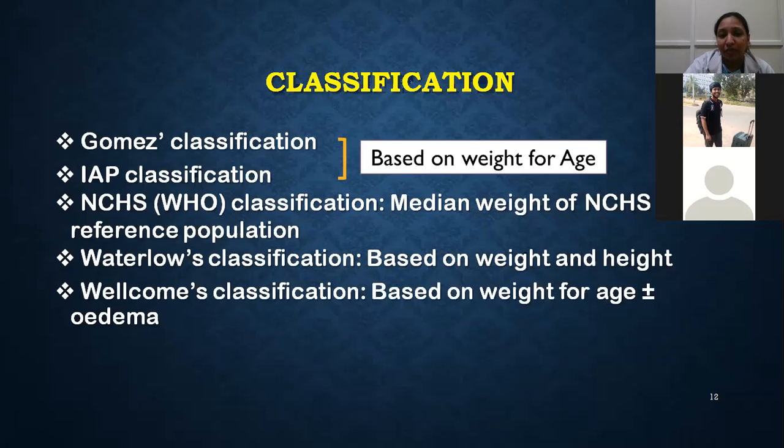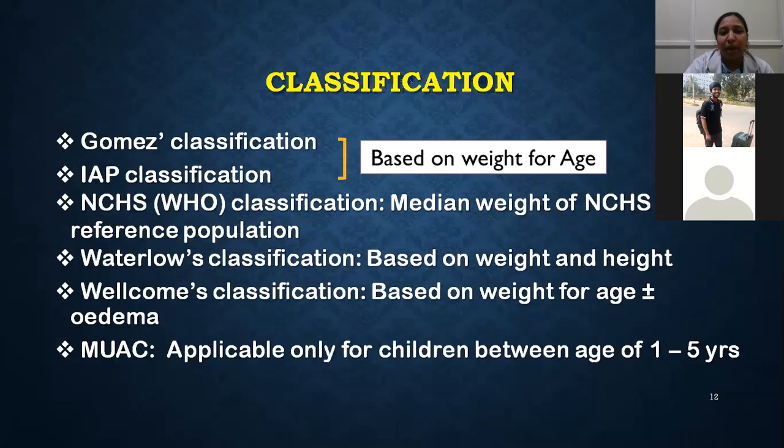And another one is the Waterlow classification, where weight and height, both categories are taken. And Wellcome's classification, where weight for age and edema, both indicators are taken. And mid upper arm circumference, I already talked about this in the last class. So this is only applicable for children between 1 to 5 years. Okay. So any of these classifications can be used for classifying malnutrition.